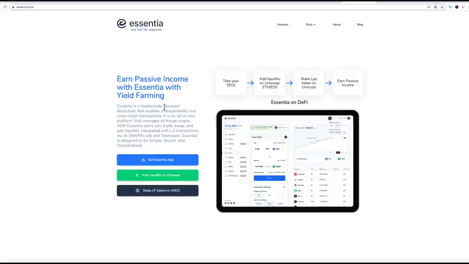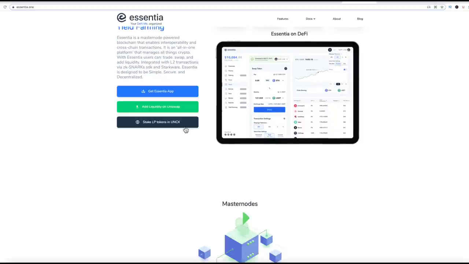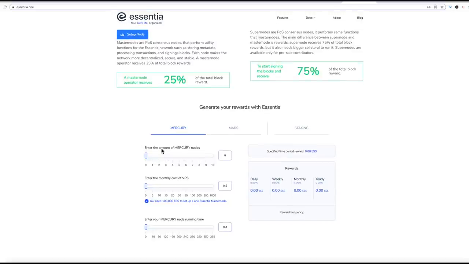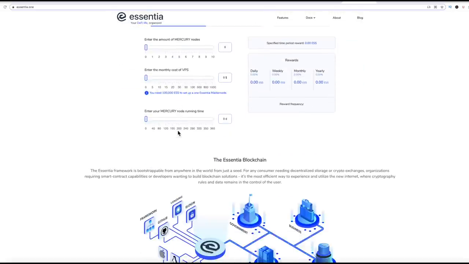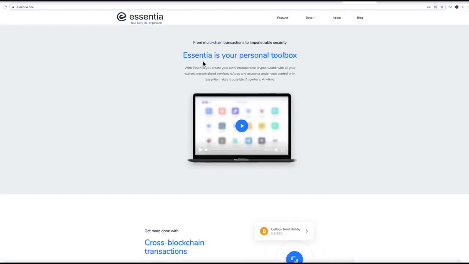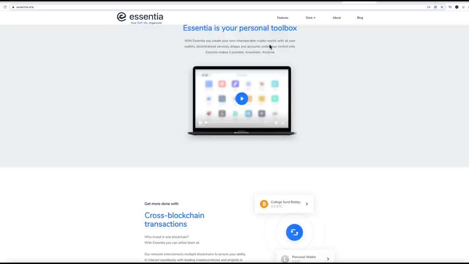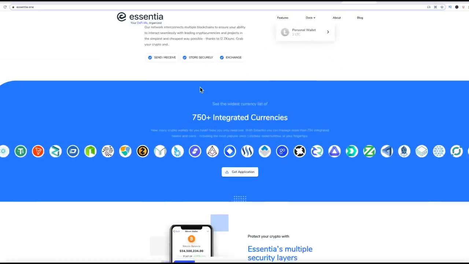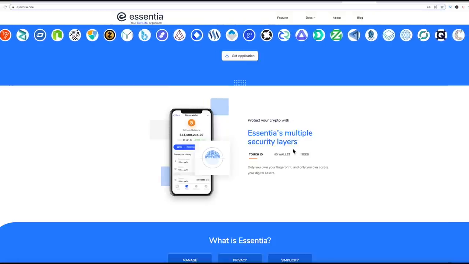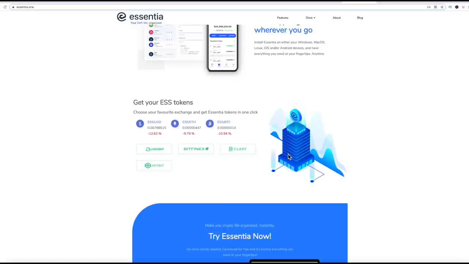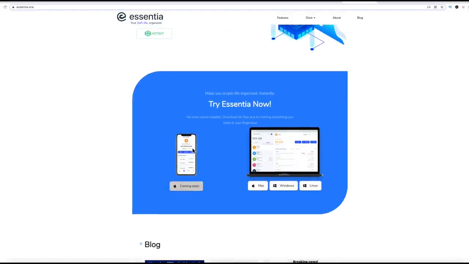And we've talked about this with the yield farming, the all-in-one toolbox. But what I like about it also is the masternodes. So pretty much everyone who's getting into this is getting into the masternodes. This is like the big thing that they really care about. And this Essentia is your personal toolbox for interoperable crypto, which is also going to be really popular: cross-chain blockchain transactions, multi-layer security layers, and you could see they've got the app coming out, which is going to be really important.